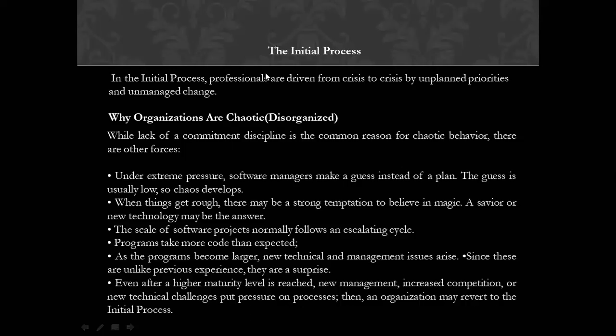Second one: when things get rough, there may be a strong temptation to believe in magic, a savior, or that new technology may be the answer. What is the meaning of this? Sometimes what happens is that if things are not planned properly, the resources are not clear, you don't have skilled people in your team, you don't have a skilled manager, you don't have a skilled team leader, and even the budget is not there, and things are getting rough and you are not able to manage them, then a savior or new technology may be the answer.